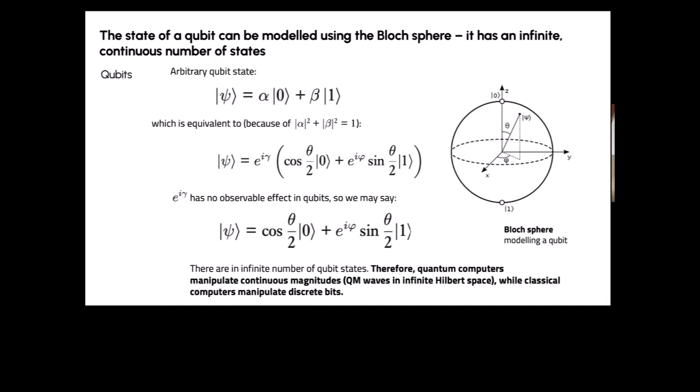And the bits in a 64-bit computer are regular. They are always in a defined state. And each of these qubits has an infinite number of states. That's what the equation shows, especially the one on the bottom: psi equals cosine theta divided by 2 times ket 0 plus e to the i phi sine theta divided by 2 times ket 1. Ket 0 and ket 1 are the base states. They're shown on the sphere, at the extremes. They're just locations.